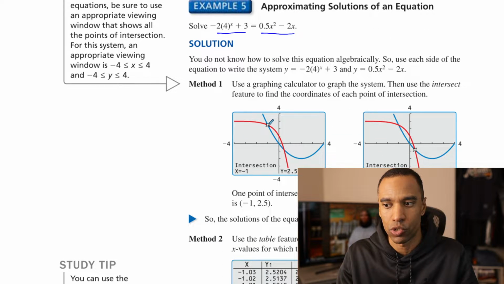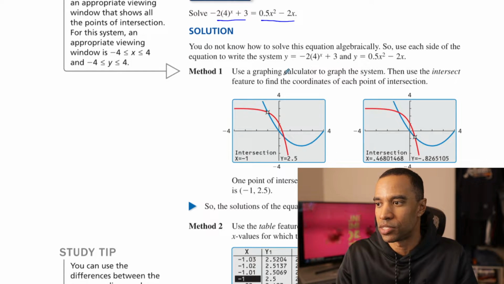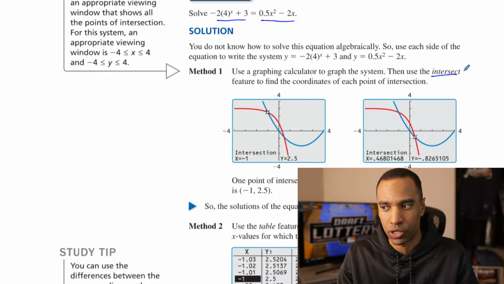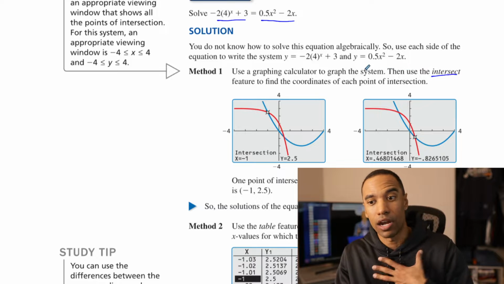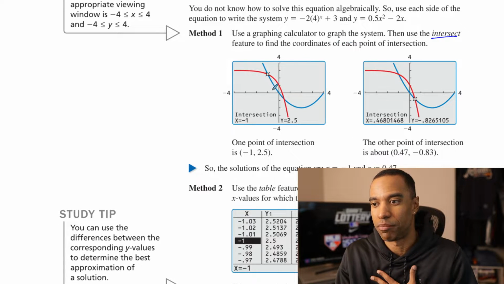It looks like they intersect at 2 spots. Here's the U-shaped parabola. Here's the exponential with an asymptote. And it looks like what they're going to do this time is actually use the graphing calculator to graph it and use the intersect feature. So you're going to have to get your TI-83 for that. And honestly, I should have done that for the previous problem and found the zeros that way. But you find them this way, you plug them in.